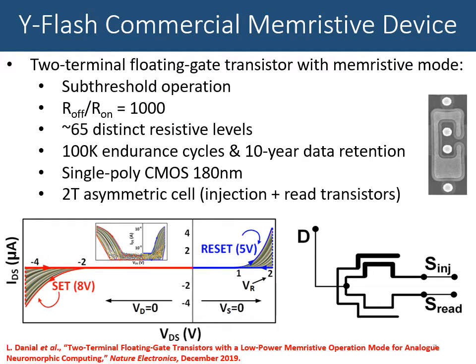We reported on a low-power two-terminal floating gate transistor fabricated using standard single-poly technology in a commercial 180 nanometer CMOS process. Our device, which is integrated with an asymmetric readout transistor, can operate in a low-power subthreshold memristive mode, analogously to the floating gate synapse transistor, with a 3 orders of magnitude resistance dynamic range. Our device can be precisely tuned using optimized switching voltages and times, and can achieve 65 distinct resistive levels and 10-year analog data retention.